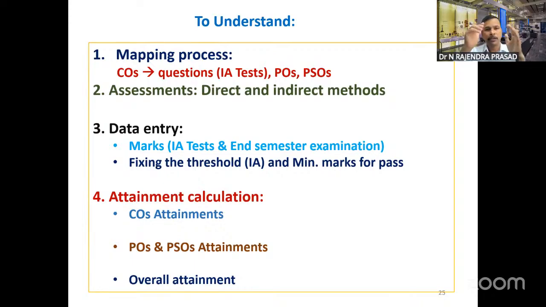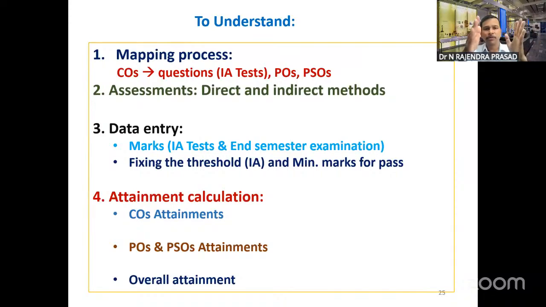Why? In the internal assessment tests, maybe C1, C2, and C3, three tests may be conducted, or two tests may be conducted, or even a student may undergo a seminar or assignment, etc. If a course has 2 or 3 or 4 COs, all the COs are considered to measure or evaluate the attainment of the student without any bias.